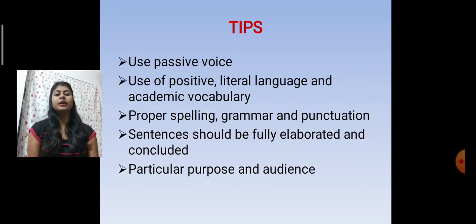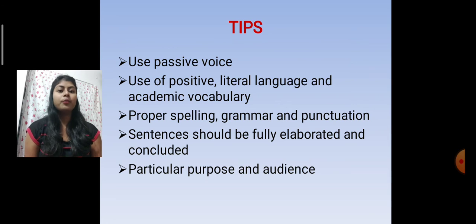Now there are some tips which you can use while writing formal writing. Use passive voice, positive literal language and academic vocabulary. This means when you are writing something formal, the language should be positive, literal language and academic vocabulary, means there should be technical words used there, not anything, okay? The vocabulary must be focused on academic ways, because there are some words which we use in our daily life. Those words you should not use while you are writing formally. There should be some standard vocabulary.